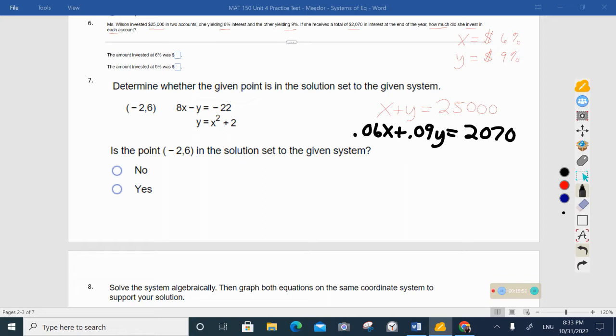All right, so I got 2 equations. You can solve by substitution or elimination. I'm going to choose elimination. This is equation 1, this is equation 2. I wish I had room to work left or right here. I need to make either x or y disappear. So I'm going to take the first equation and multiply by negative 0.06 to every single term.